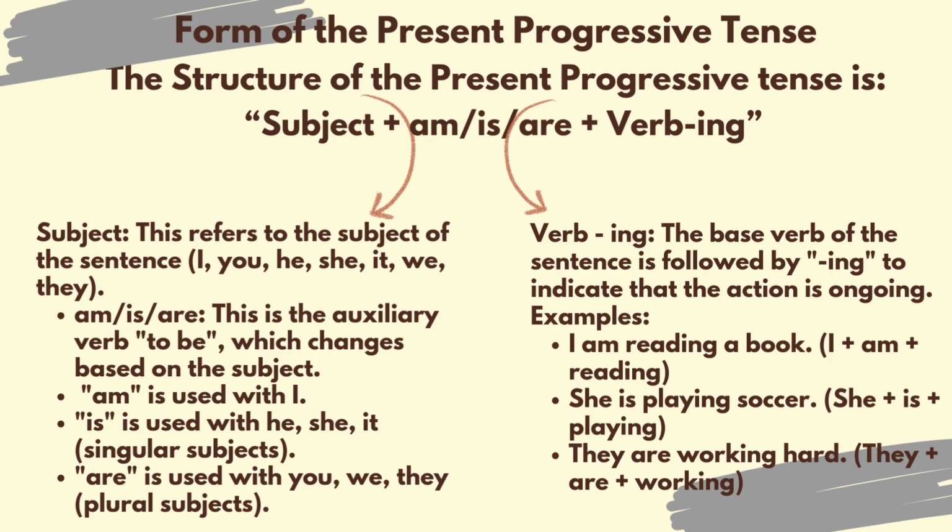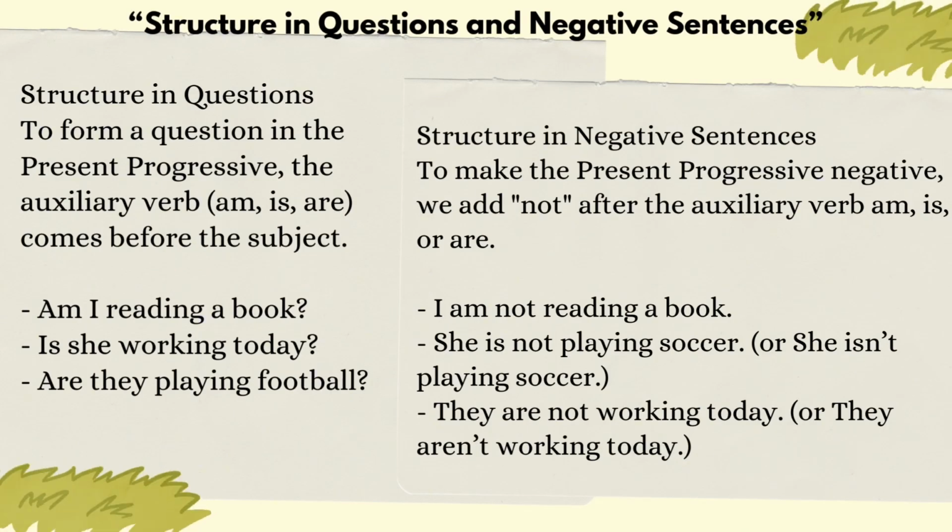And for verb ing, the base verb of the sentence is followed by ing to indicate that the action is ongoing. For example, I am reading a book, she is playing soccer, and they are working hard. Structure in question and negative sentence. Structure in question. To form a question in the present progressive, the auxiliary verb am, is, are comes before the subject. For example, am I reading a book? Is she working today? Are they playing football?